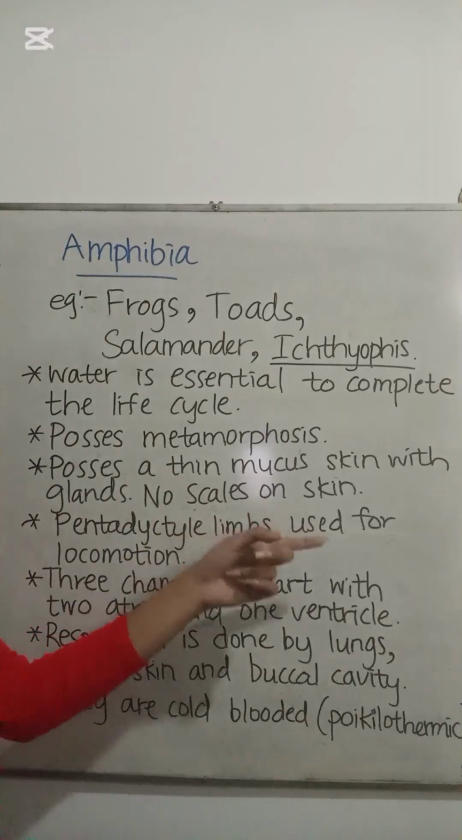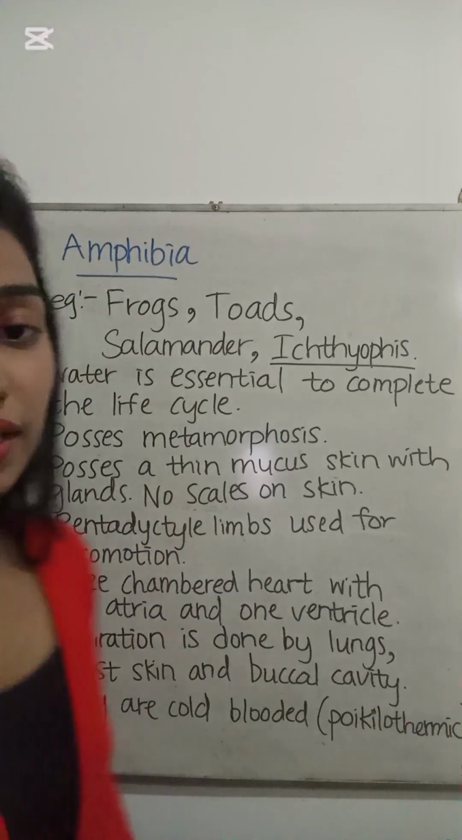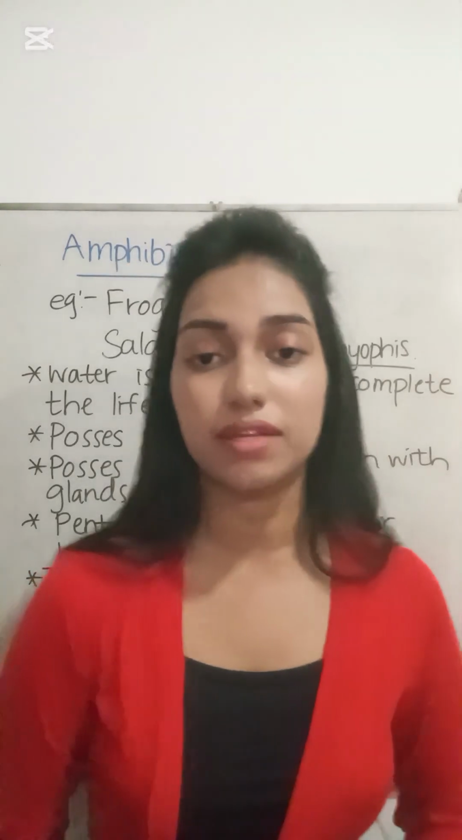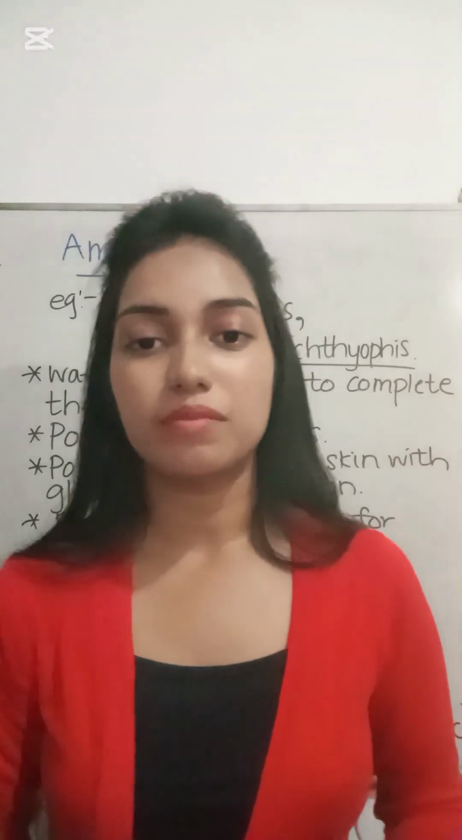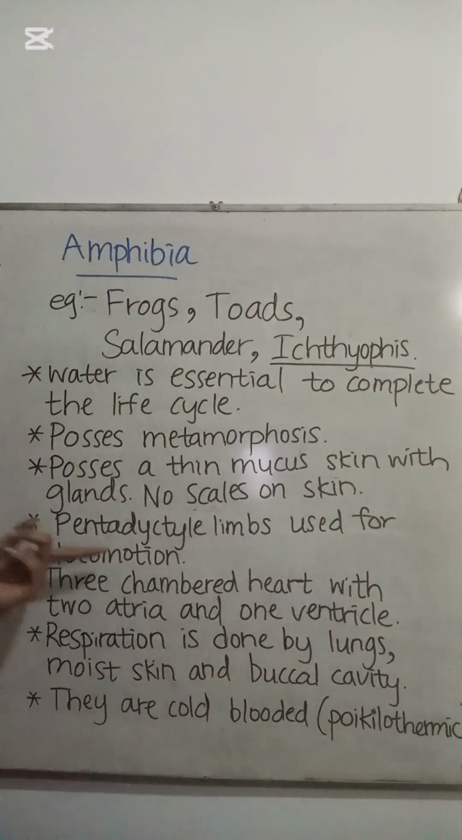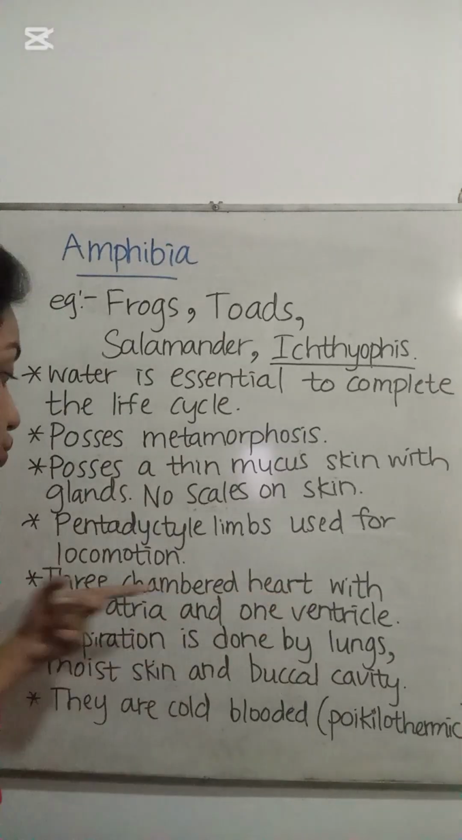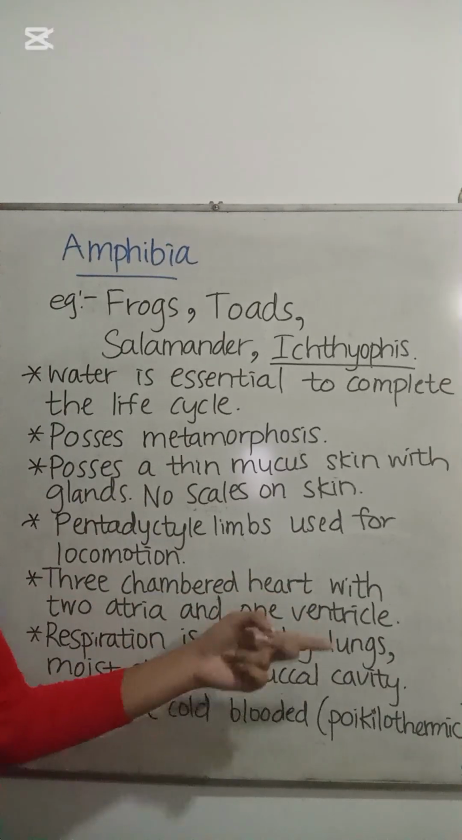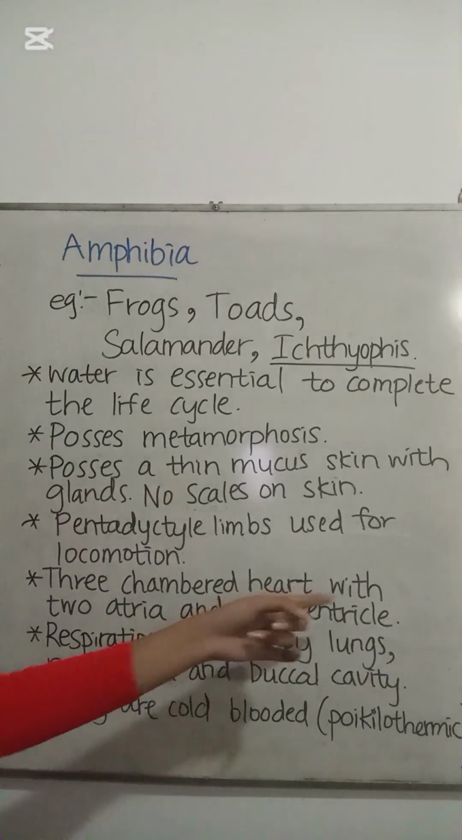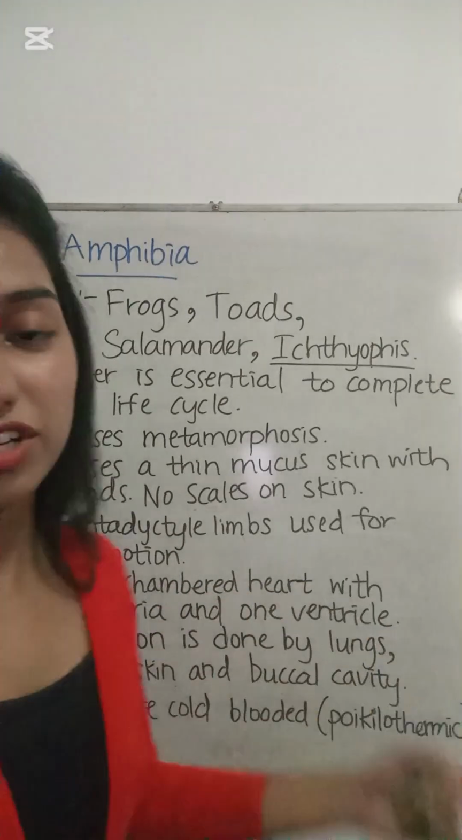Pentadactyl limbs used for locomotion. They have limbs for locomotion and they are pentadactyl. What does it mean by pentadactyl? Pentadactyl means their limbs have 5 fingers. Penta means 5. Three-chambered heart with 2 atria and 1 ventricle. Remember this point. They have a three-chambered heart with 2 atria and 1 ventricle.